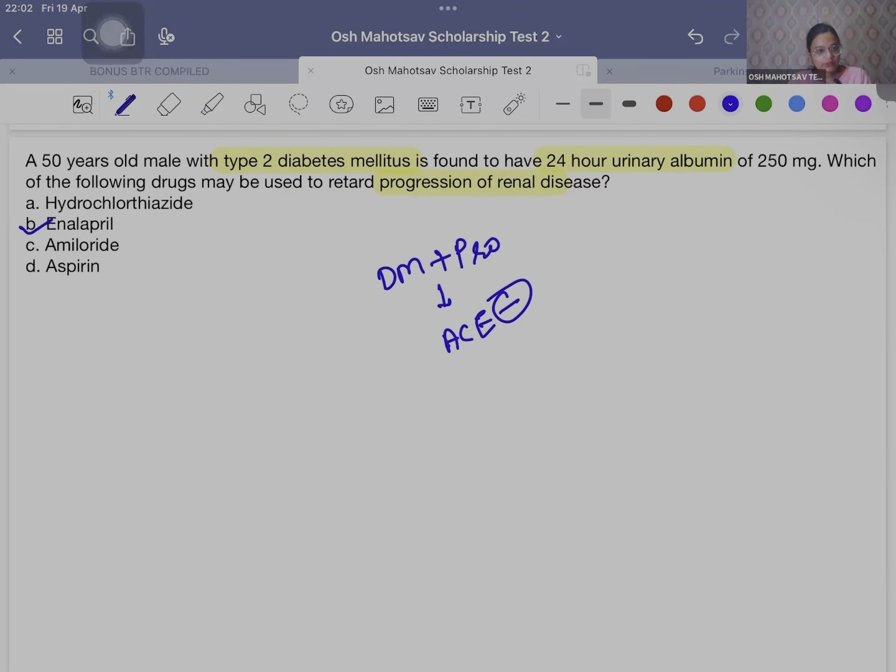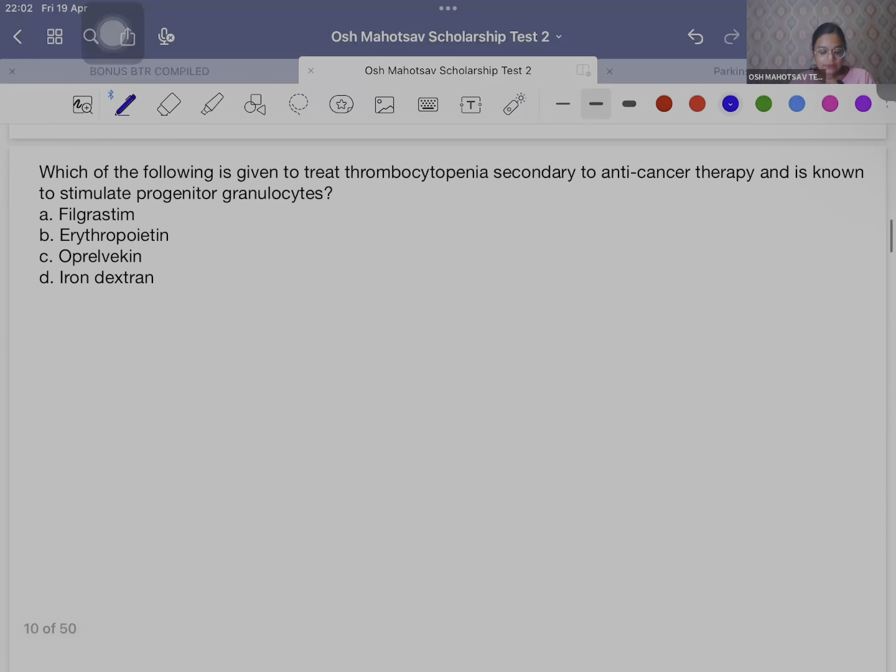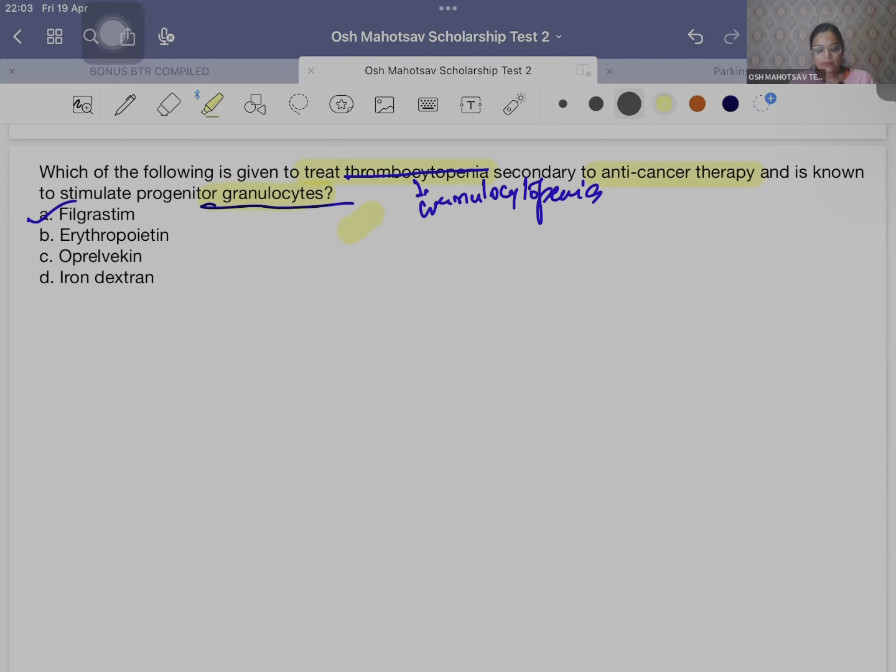So the answer is enalapril. Next is, which of the following is given to treat thrombocytopenia secondary to anti-cancer therapy? Okay, so here it is not thrombocytopenia, it is granulocytopenia. So granulocytopenia, the progenitor is granulocyte, so the answer is filgrastim. Okay, this question has some mistake in the exam, so I have simply changed megakaryocyte to granulocyte, so the answer becomes filgrastim. Okay.